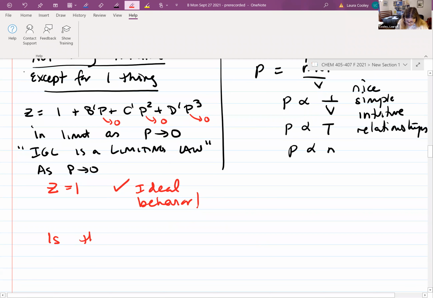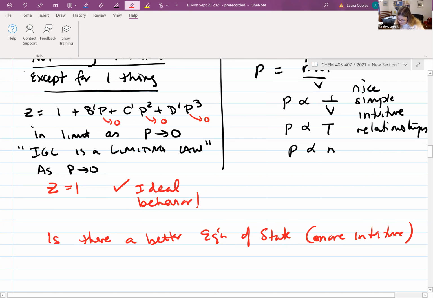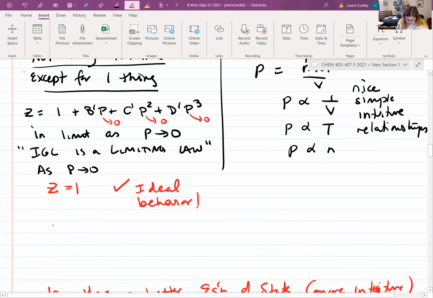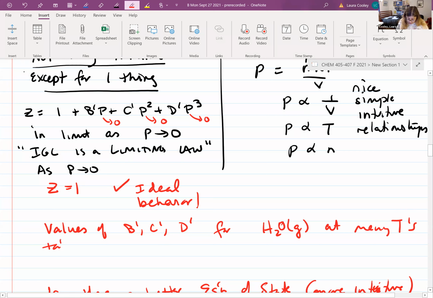So is there a better equation of state? More intuitive anyway, for a real gas. Oh, and I don't want to put down the Virial equation. I do want to mention something else. And that is that the values of these coefficients, B prime, C prime, D prime, for water anyway, gaseous water, at many temperatures are tabulated, well known.